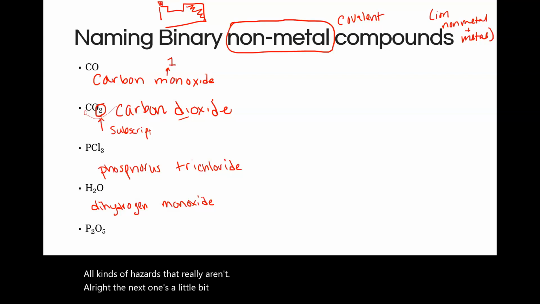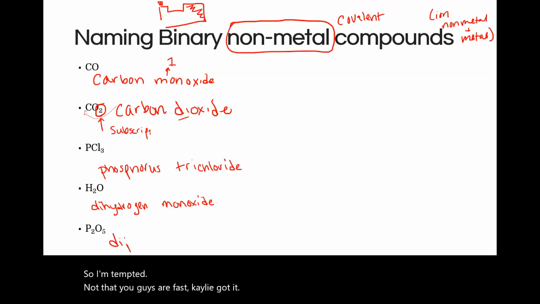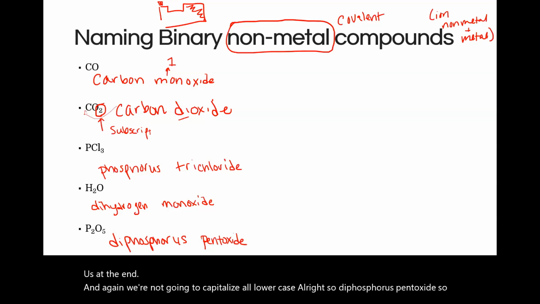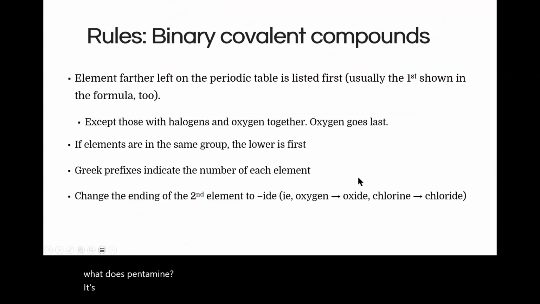All right, the next one's a little bit different. How do you want to handle that one? Take it a step at a time. So what do we call the first thing? Kaylee got it. So diphosphorus. Again, it's not OUS, it's just US at the end. And again, we're not going to capitalize. It's all lowercase. All right, so diphosphorus pentoxide. So what does penta mean? It's the prefix for 5.